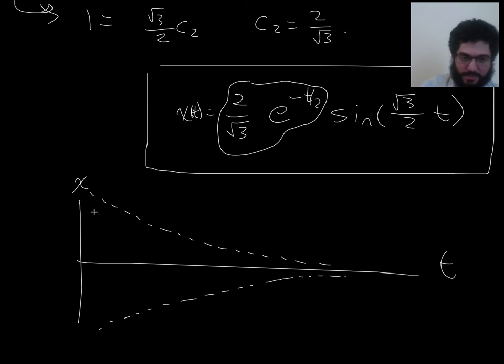And what I'm doing here is drawing a mirrored version of the exponential e to the minus t over 2. So I'm showing you plus and minus this amplitude function, so the amplitude is changing in time. And then here you've got your oscillation, and the amplitude is changing in time.